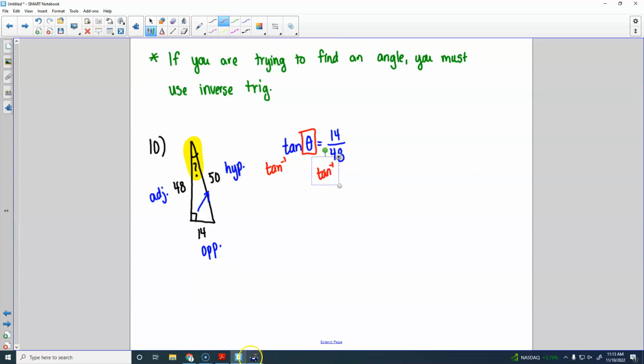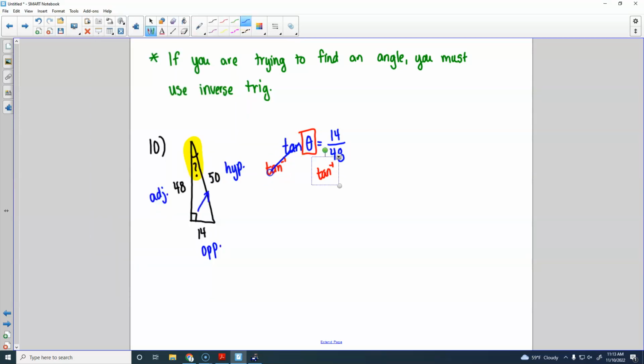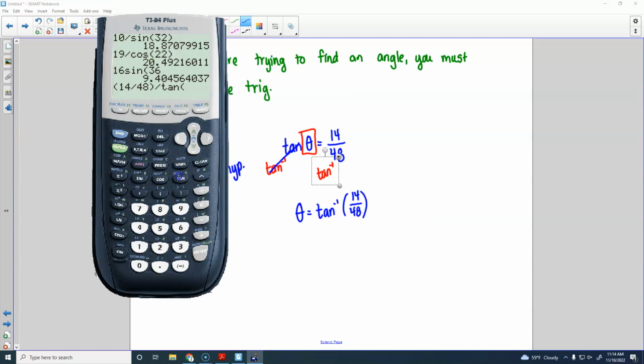Okay? And on your calculator, if you look above tangent right here, you see in blue tangent with a little -1 power. That is our notation for inverse tangent. So what will happen here is inverse tangent of tangent, those cancel each other out, kind of like e's and natural logs canceling each other out. We're just left with theta over here. And so we need to be doing inverse tangent of 14 over 48. We're just going to type that into our calculator.